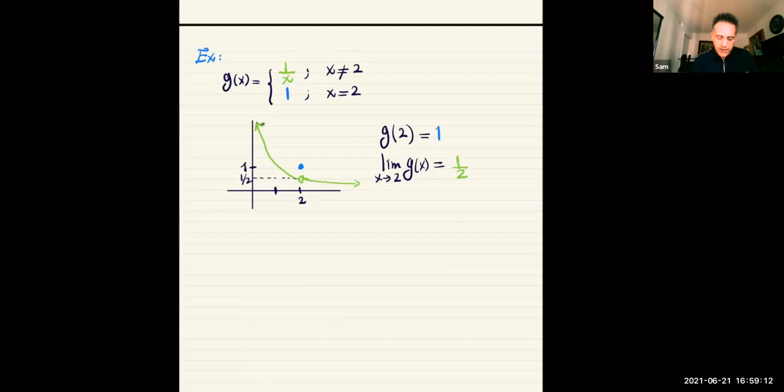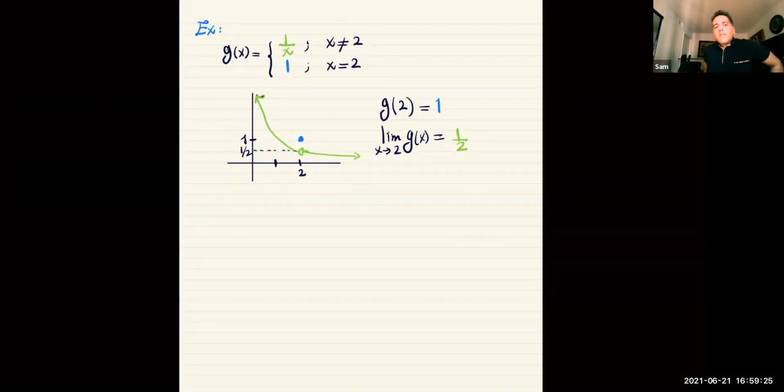Yeah, so again, as x is getting close to 2, y values are getting close to half. Again, I am not yet talking about what's happening around 0. We'll talk about that later today, but okay. So let's now talk about one-sided limits.